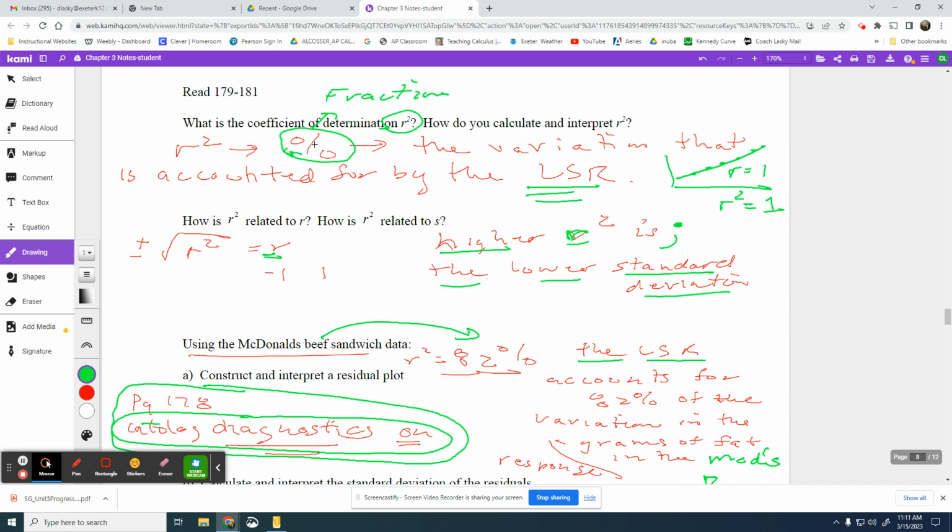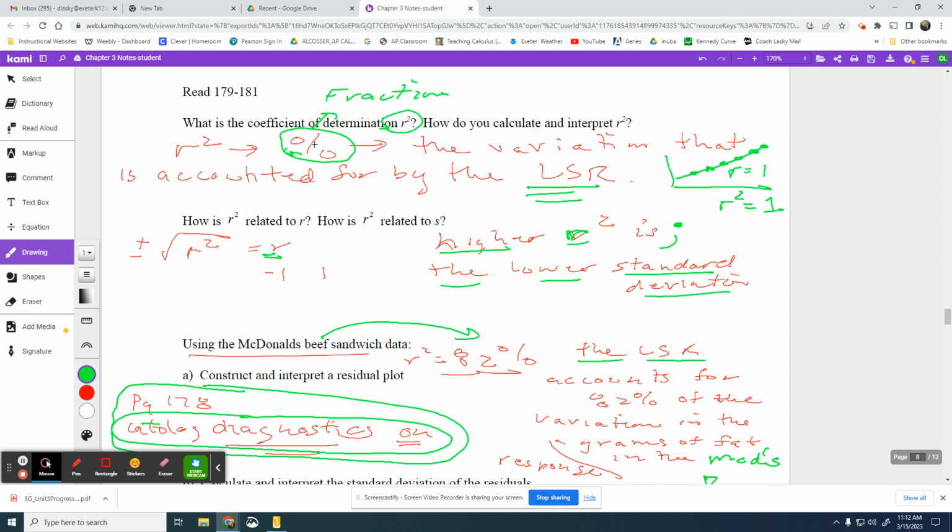R squared is just the percentage or the fraction of the variation that is accounted for by the least squares regression line. So let's talk about that. So we put these dots in a perfect linear regression. We talked about what R is. R, if they were perfect, the association between X and Y is 1, right? So it's a perfect straight line. Well, if we square that, we get 1, which is 100%.